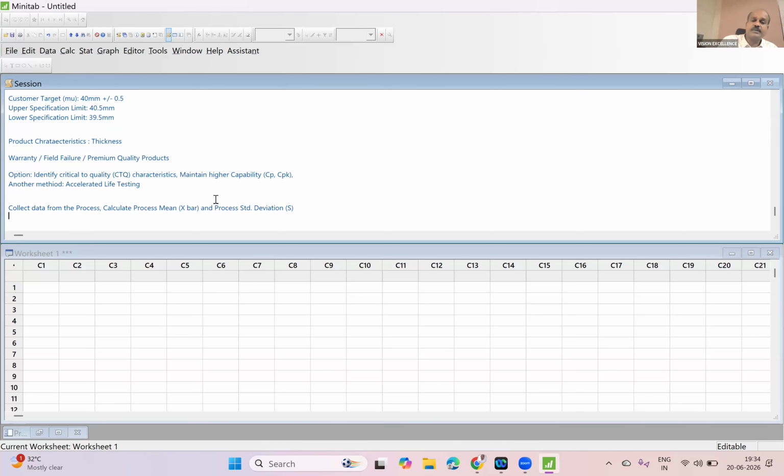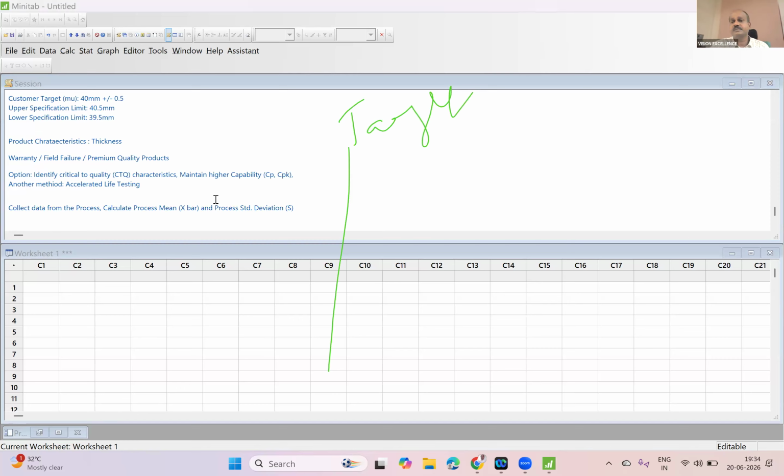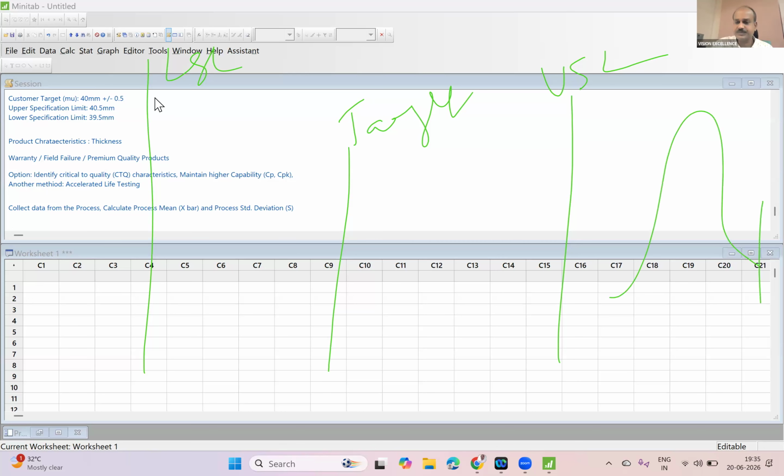Clear? Now, let me visualize. What is this? Target. Now, what is this? Upper spec. And this side, lower spec. Now you got a process average, you got a standard deviation. Now tell me, any process will have a spread of how much? 6 times standard deviation, yes or no? Yes. Any process will have a spread of 6 times the standard deviation. Now you have to check how your process is with respect to the customer requirement.